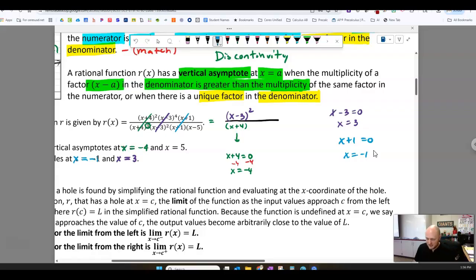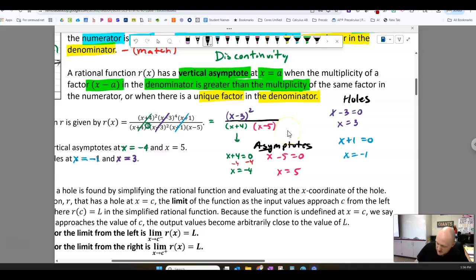The last case that I have for you is x minus 5. Do you see it down here in the denominator? It doesn't cancel with anything. It's just by itself, a remaining factor in the denominator. This is going to be an asymptote. So x minus 5 equals 0, an asymptote at x equals 5. Let me label this over here. Here are your asymptotes, and then here are the holes.